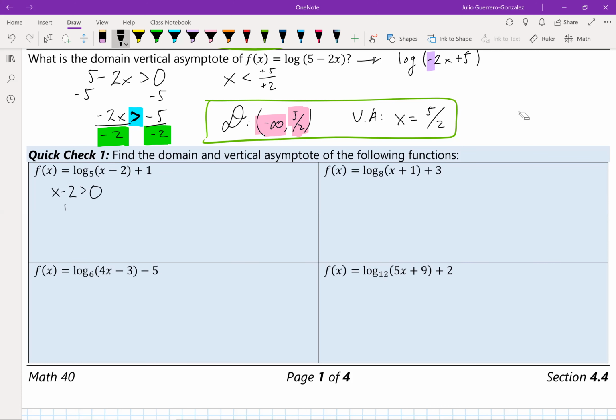So then plus 2. Whoops. Look at me go. X greater than 2. So now, domain. 2 to the positive infinity. Right. And the vertical asymptote? 2. Right.